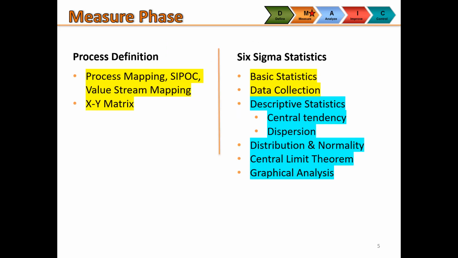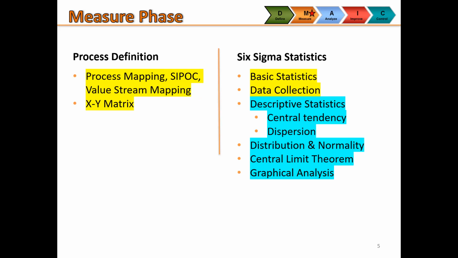So today's a little kind of fun. We're going to cover process definition. In the define phase, we have a problem statement, and then we want to start to define the process better in the measure phase. It starts with some tools like process mapping. We're going to cover that, particularly the swim lane map, a tool called SIPOC, and then some value stream mapping and some basics on how that works. You guys may know some of that. And then a tool called the XY matrix.